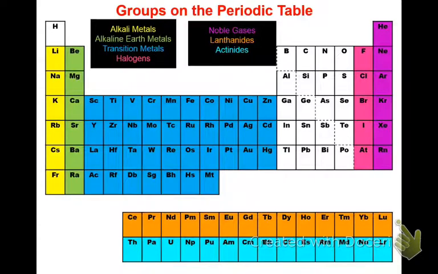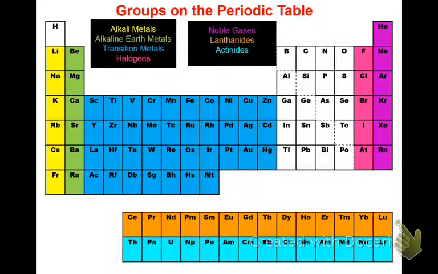Alright, what we're focused on today is coloring the groups on the periodic table and learning the groups on the periodic table. So I would suggest getting, there's 7 different groups on the periodic table. So getting 7 different colors of markers. They don't necessarily have to match what I have here, but I would get 7 different colors, and that way you can color code your periodic table.